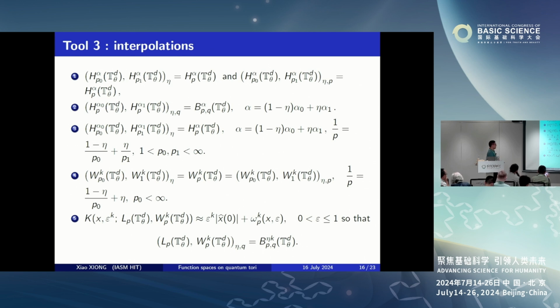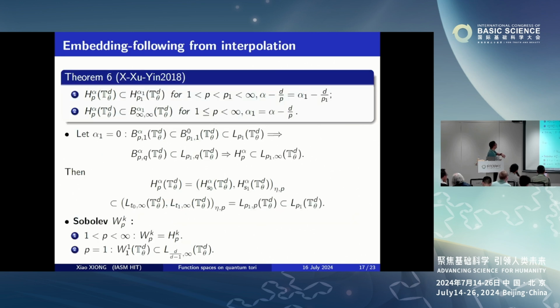And indeed, we can show that the Sobolev norm is equivalent to some kind of Lipschitz norm or some other spaces like the Zygmund spaces. Okay.